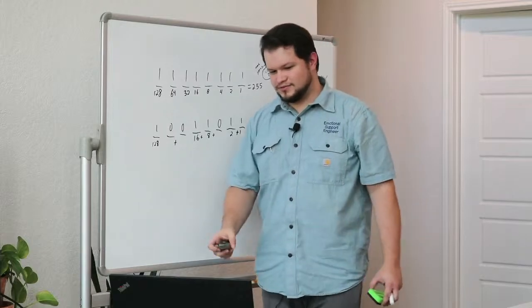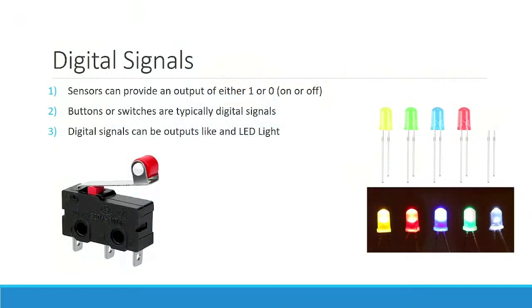Digital signals. Sensors can provide an output of either 1 or 0, especially things like physical toggle switches. Buttons or switches are typically digital signals. Digital signals can also be outputs. You have what's called inputs and outputs. You have what's called analog and digital. A digital output is sending out a signal of 1 or 0. A digital input is receiving a signal of 1 or 0.